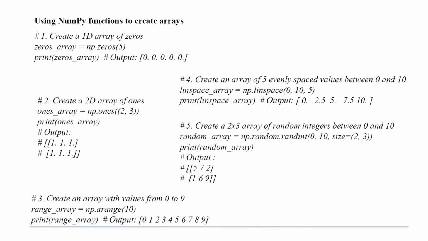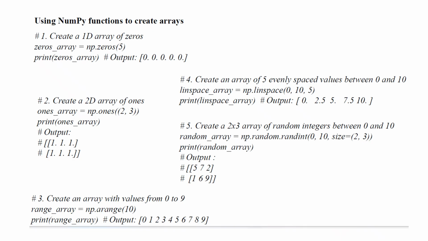And the next case is creating an array with values from 0 to 9. For this, you are supposed to use the variable range_array that is equal to np.arange within the bracket 10. That means np.arange(10) generates numbers starting from 0 up to 10, but it will not include the value 10.